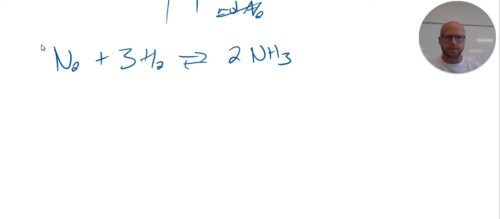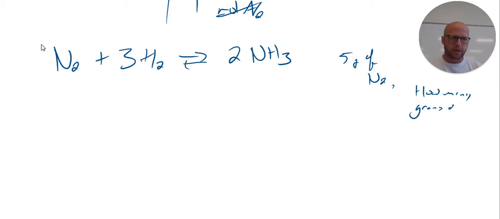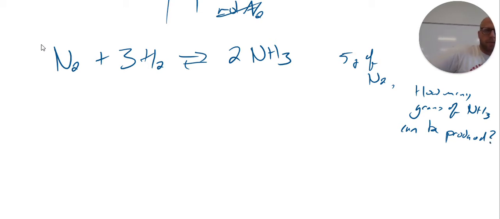But we can measure in grams or other things depending on if it's a solution or gas. But let's say we've got this problem. Say I've got 5 grams of nitrogen, and I want to find how many grams of NH3 can be produced. Well, here's where stoichiometry is going to come into play, and we're going to compare these things. So first off, I'm in grams. I cannot compare grams of nitrogen directly to grams of NH3.